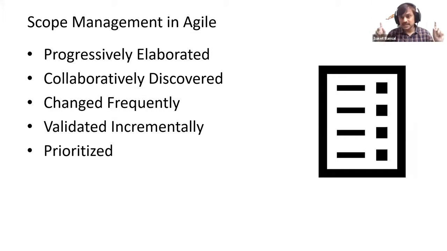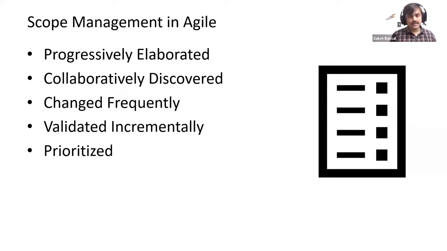So they are collaboratively exploring scope all the time, and it changes very frequently. That's how Agile scope is usually characterized, and it is getting validated incrementally. So what does it mean? We understand from our project management processes like validate scope, and many of us may end up doing validate scope only towards the end of the project. In the Agile way of working, the validation of scope should happen on a very periodic basis. So you can say every 2 weeks, when we finish our deliverable, we take it to the customer and we validate it. So validation is an incremental thing, and the scope is continuously prioritized.